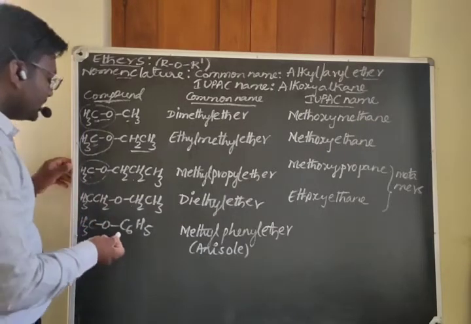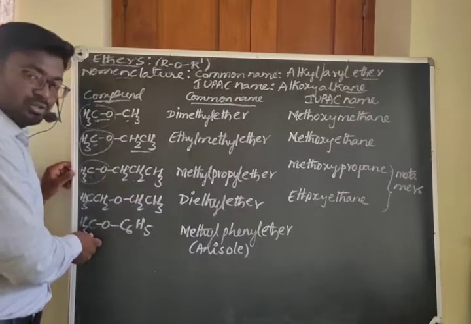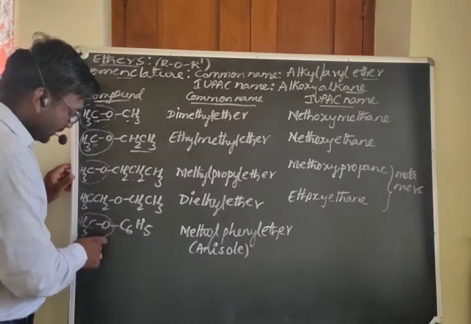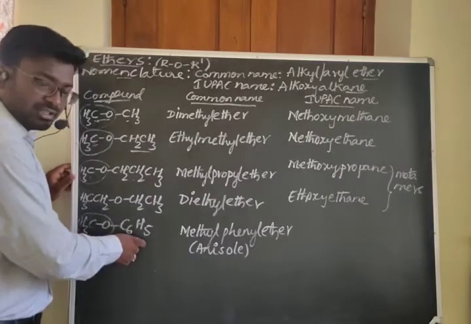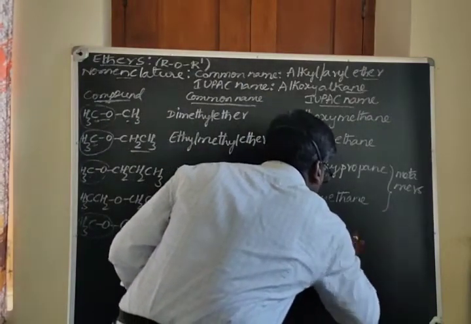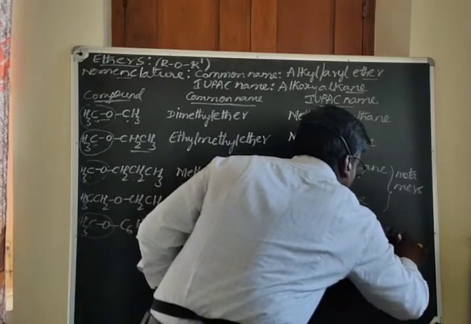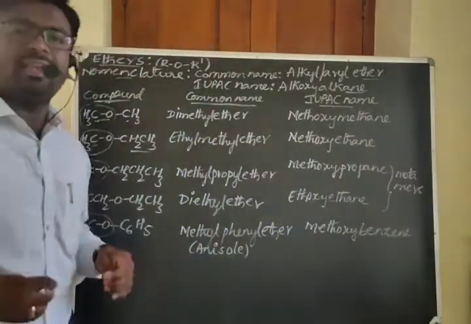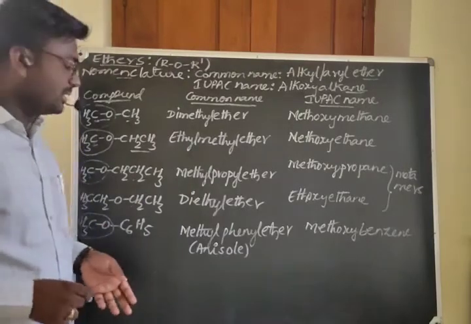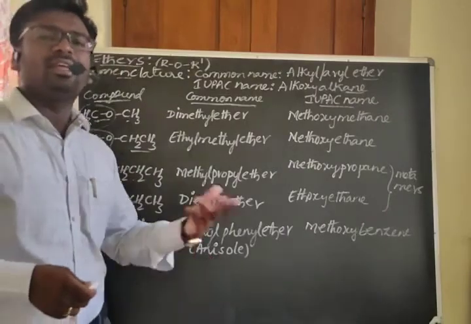And what is the IUPAC name for this compound? Come to this. Here you have 6 carbon atoms, and here you have 1 carbon, so it will be a substituent, and the 6-carbon part will be the word root. Therefore this is methoxy, and what is this? Benzene. So methoxybenzene is the systematic IUPAC name, and sometimes we also call anisole the preferred IUPAC name.